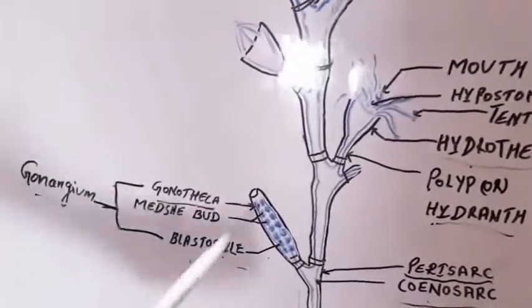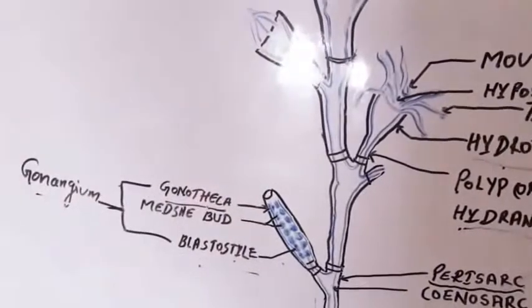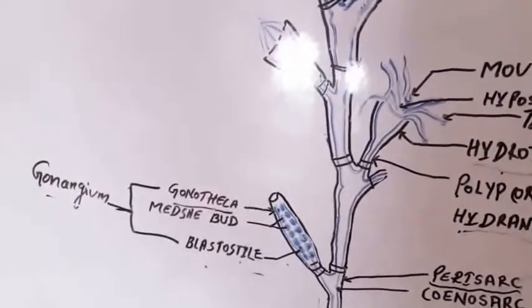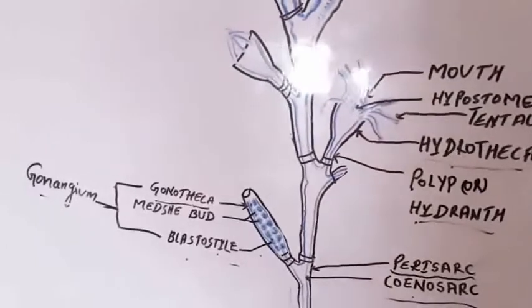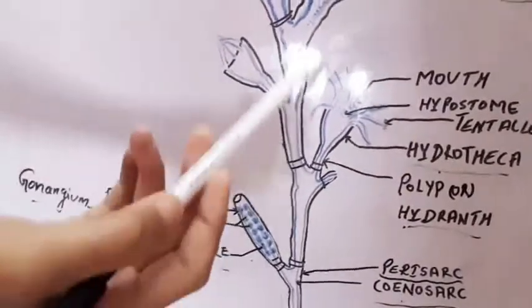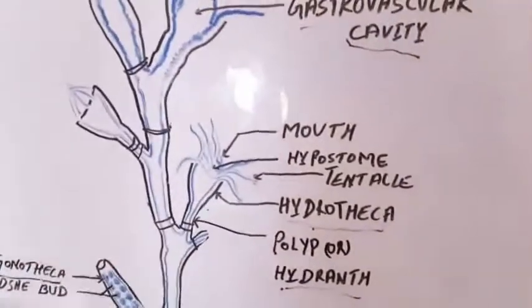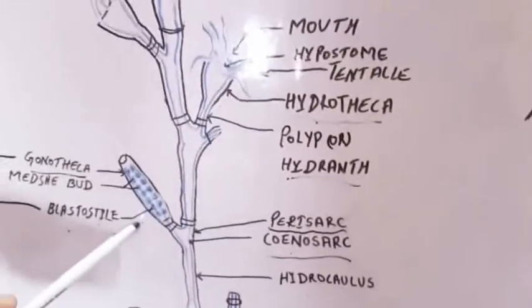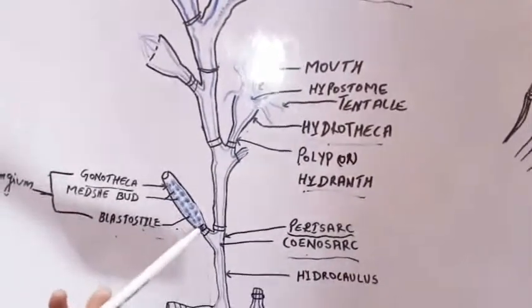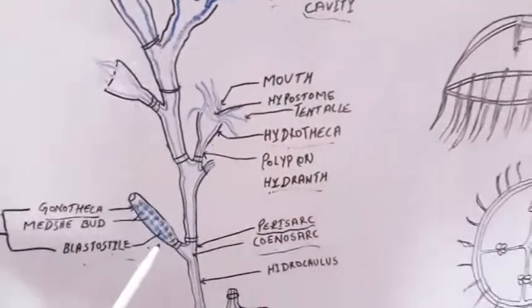Okay, so here this Obelia colony is a trimorphic colony. That means it is made up of three kinds of zooids. So you can see here, polyp, blastostyle, and here the lateral sides that contain medusae.